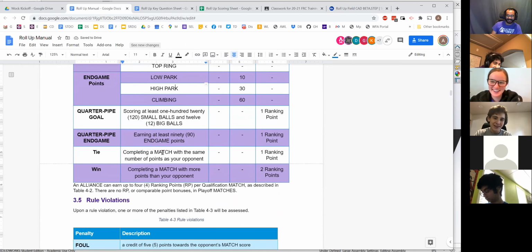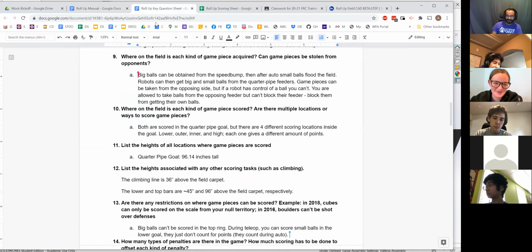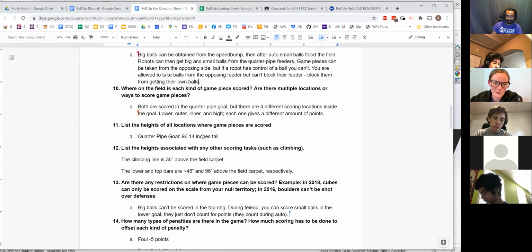Okay, so back to our questions. Where are we at? So, some height. Well, that's a confusing height. What is this? Should just be 96. But why is this the height? This is the height that matters, though, right? The heights of all the locations of the goals. None of the balls have to reach 96 inches, right? That's the height of the quarter pipe goal.